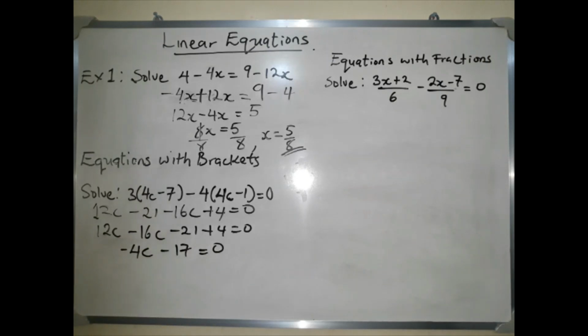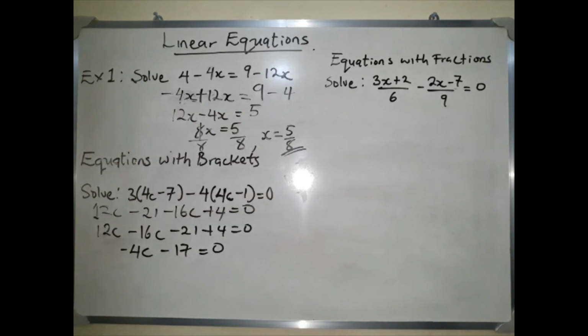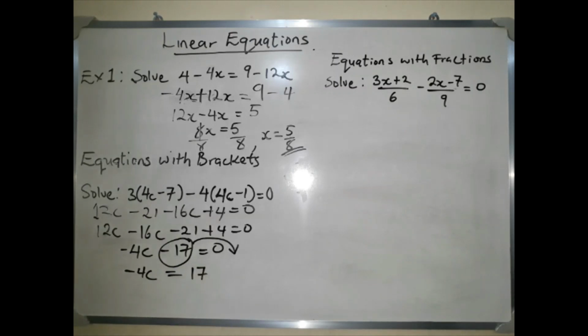So now remember what I said in the first case. We have minus 4c minus 17. In the first case, I said I want to move the algebraic term to one side of the equal sign, while we move the whole number to the other side. So we're going to move this whole number to the other side of the equal sign. So we'll now have minus 4c is equal to, this is minus 17, and when it moves over to the other side of the equal sign, it becomes plus 17.